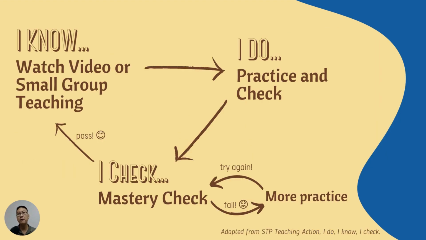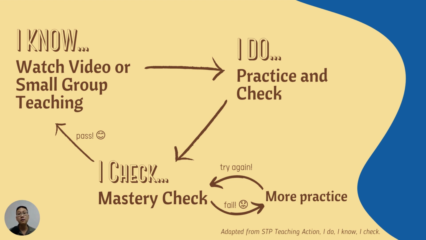So how did I do flipped mastery? I adapted the flipped mastery model from one of the STP teaching actions called I do, I know, I check. What students do first is start with the I know stage, where they watch a video or engage in small group teaching to learn the concept. They will then move to doing and practicing to apply what they've learned. They can also be discussing and thinking about what they're learning. Then after that, this is where the assessment comes in, the mastery check, where they check their own learning.